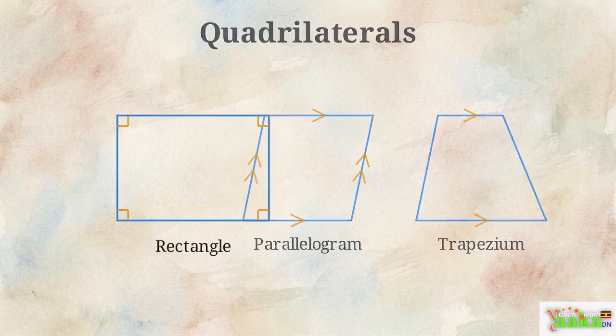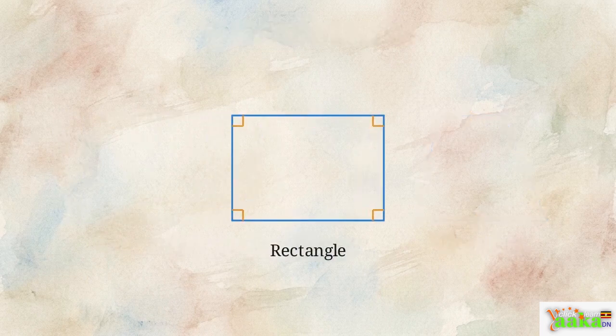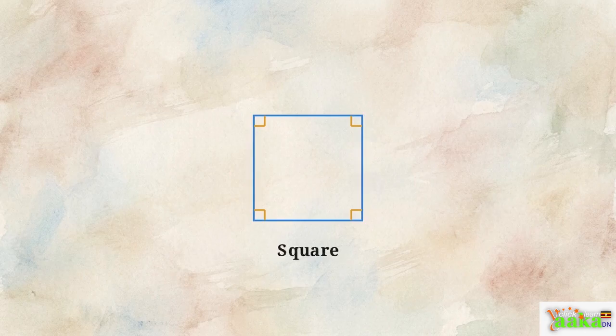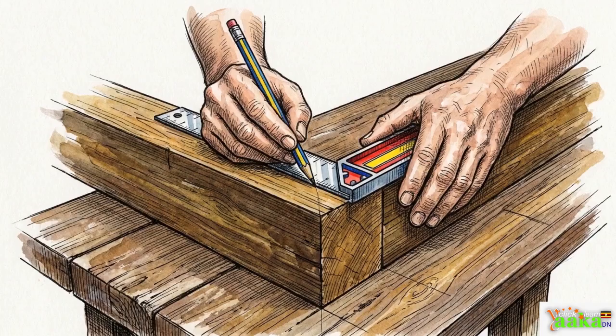A rectangle is defined by 90-degree angles. If we shorten its sides equally, it forms a square. A square is a special rectangle. Understanding these precise geometric definitions ensures accurate measurements when drafting plans or cutting building materials.